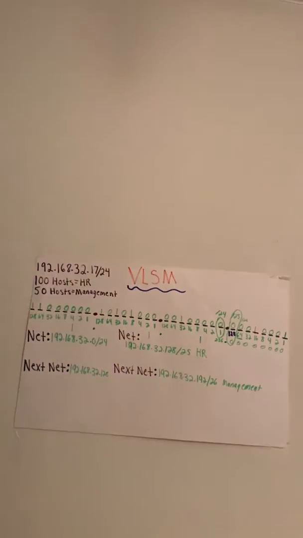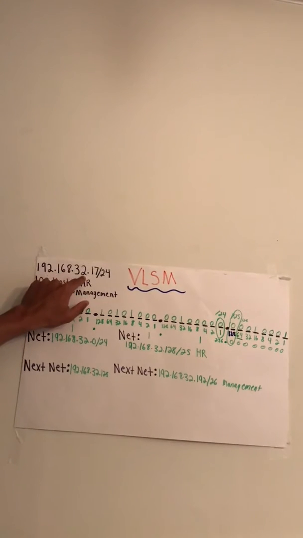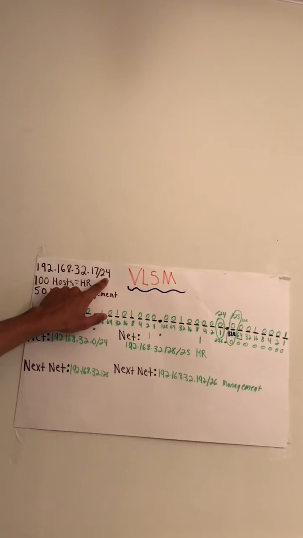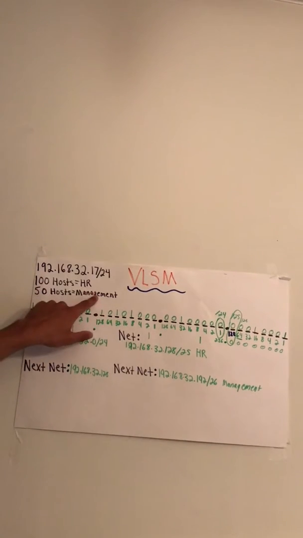VLSM stands for Variable Length Subnet Masking, and what VLSM basically does is minimize waste by dividing IP addresses into smaller subnets. For this particular problem, we're given the subnet ID of 192.168.32.17 with a subnet mask of /24. We need 100 hosts for our HR department and 50 hosts for our management department. So instead of keeping the same IP address for both departments, we will divide this subnet ID, after we find its network address, into two different IP addresses to fit each department with the smallest waste possible.